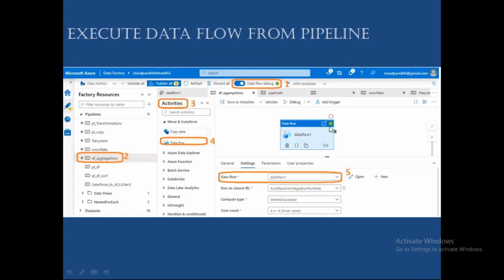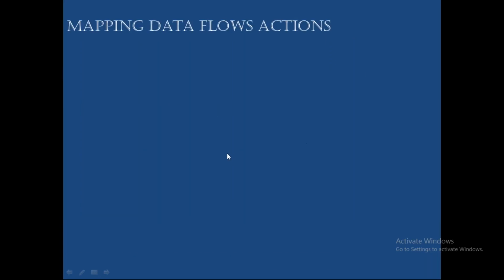But when you publish and run, it will launch a separate cluster and run again. That's why when you publish and run, it has to start the cluster, so it takes more time compared to debugging, because when you are debugging you have already turned on data flow debug, so it will not take much time. Even when you debug the first time it takes more time, because it has to turn on data flow debug. We experienced that yesterday, right?